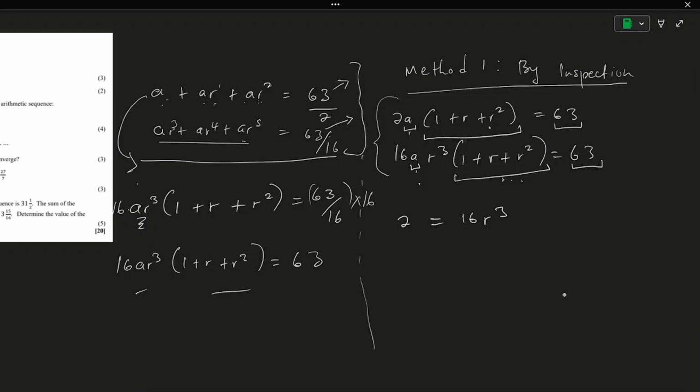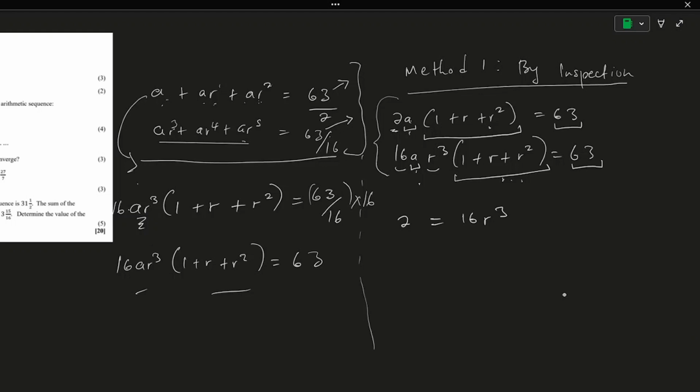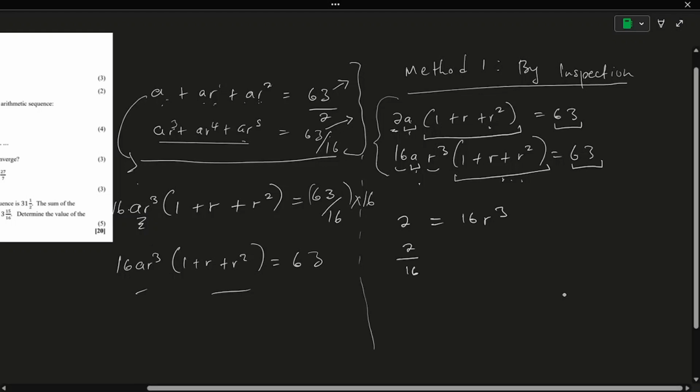So by inspection, we know that 2, this 2 right there, because it's the one that is left, should be equal to what is left on this other equation, which is 16 and R cubed, right? So we are solving for R, so it's easy to solve for R in this case because it's just R now. So we're going to say 2 divided by 16 is equal to R cubed, which is the same as 1 over 8 R cubed. In other words, cube root this side and cube root this side, so R is going to be 1 over 2, right?